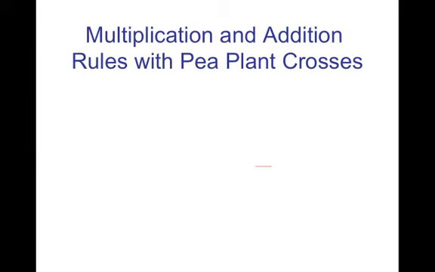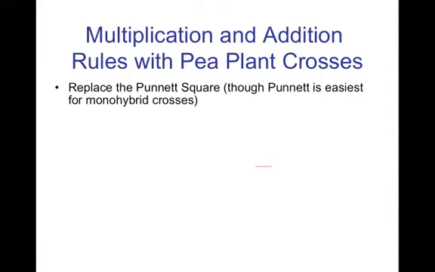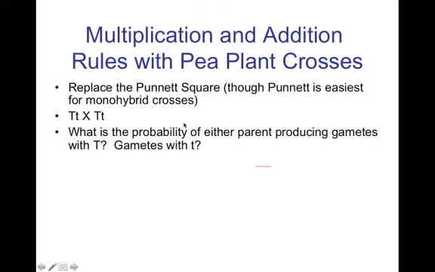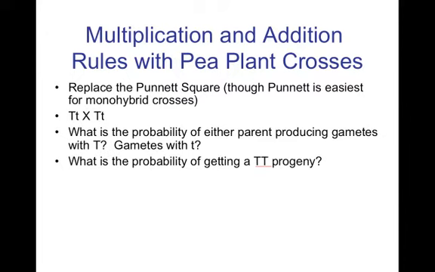So now let's look at some pea plant crosses and apply the multiplication and addition rule. So even though the Punnett square is probably the easiest thing to use for a monohybrid cross, as we're introducing this, let's think about replacing the Punnett square by just doing these simple probability rules. So if you do this cross, big T little t times big T little t, and you ask what's the probability of either parent producing gametes with big T or producing gametes with little t? That is, what is the probability of getting a big T progeny? Would be another question you could ask.